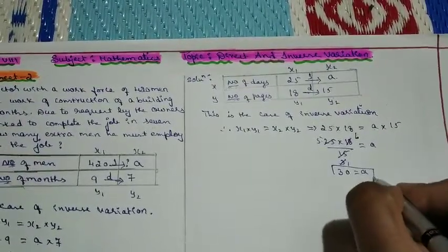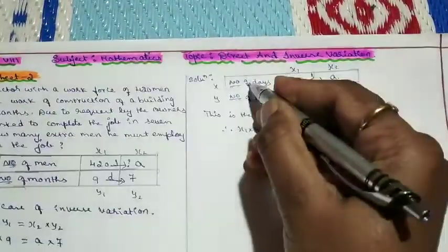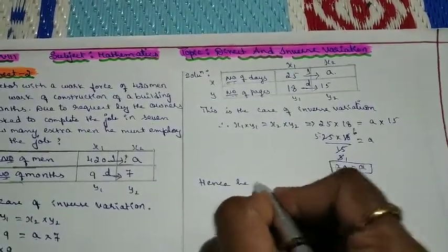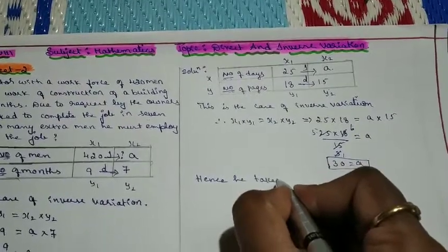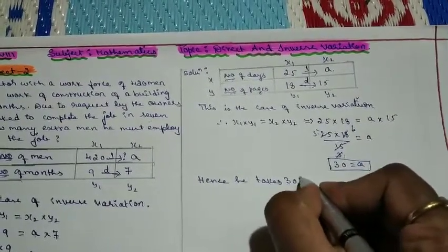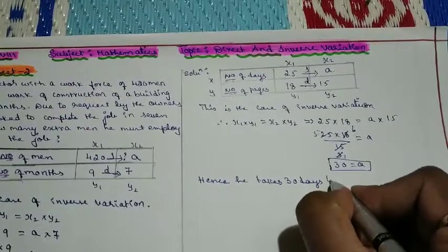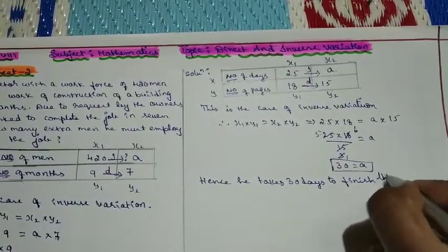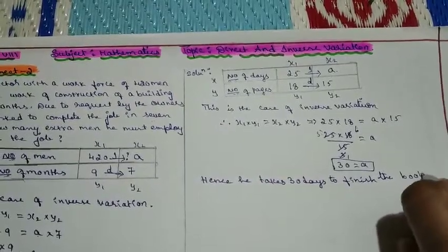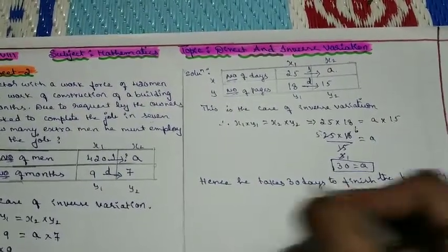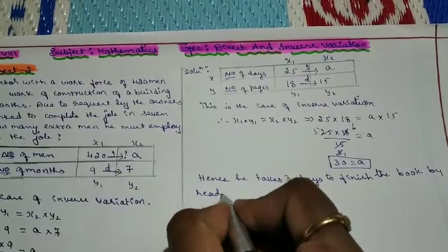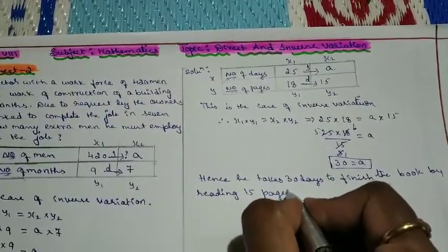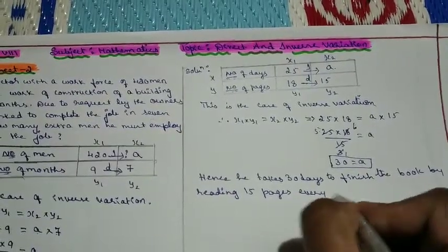But what is a? A is nothing but the number of days. Hence it takes 30 days to finish the book by reading 15 pages every day.